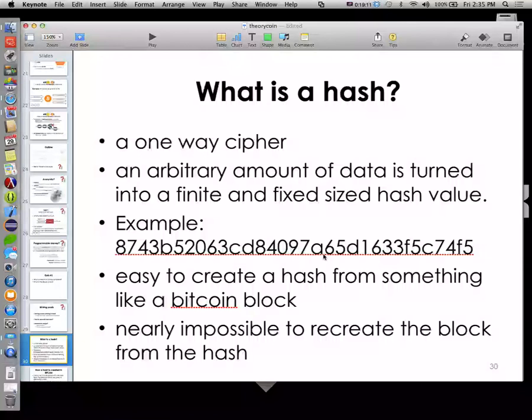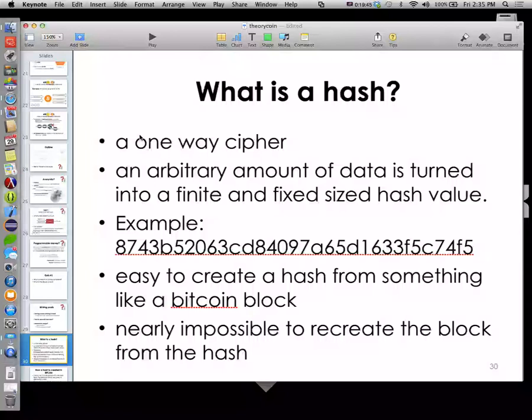At the same time, I can take the spam email you got this morning, send it through that same hashing algorithm and get a similar size value. So in one of those cases, I hashed a 1 terabyte collection of stuff, and the other one, I hashed a 1 kilobyte collection of stuff, yet still got the same size output. So it's an arbitrary size input into a finite and fixed size hash value. That makes sense?